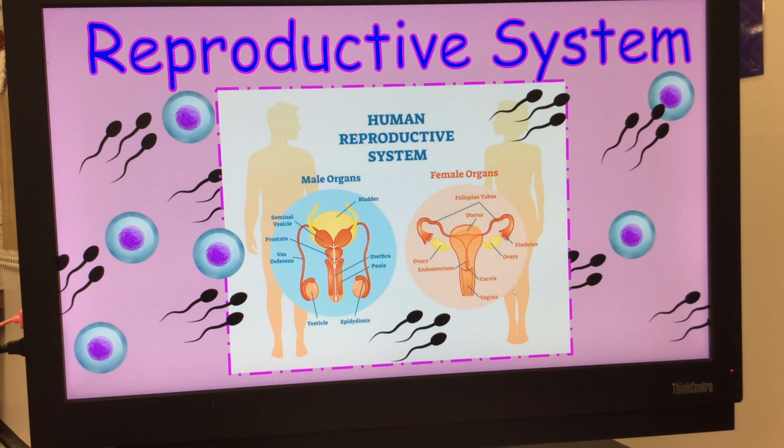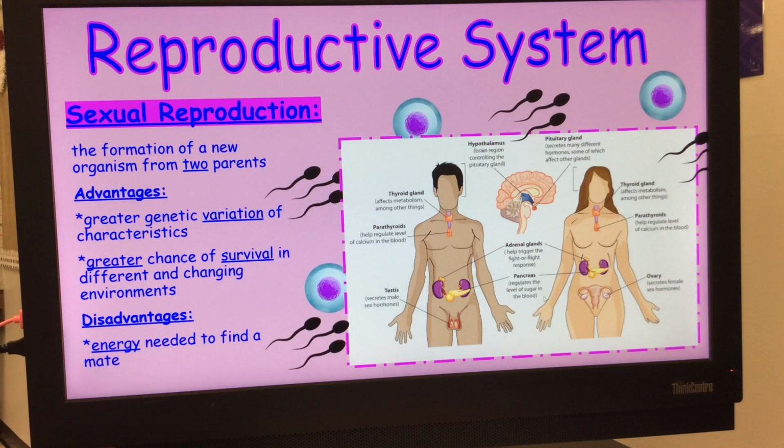The human reproductive system. Sexual reproduction. This is the formation of a new organism from two parents. Advantages are greater genetic variation of characteristics and a greater chance of survival in different and changing environments. Disadvantages would be energy is needed to find a mate.